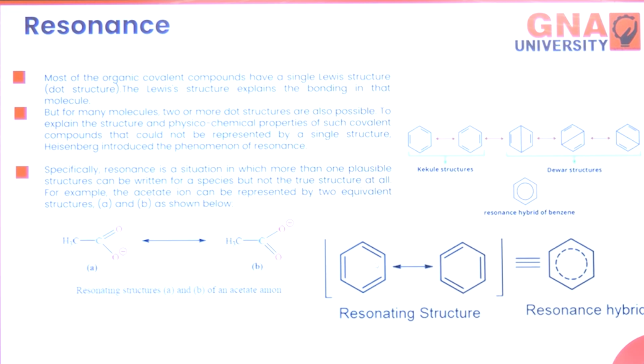A very good example of resonance is benzene. We can also represent benzene with more than one structure, because its pi electron cloud is dispersed over all six carbon atoms. The structures we are representing are known as resonating structures, and the actual structure is known as the resonance hybrid.